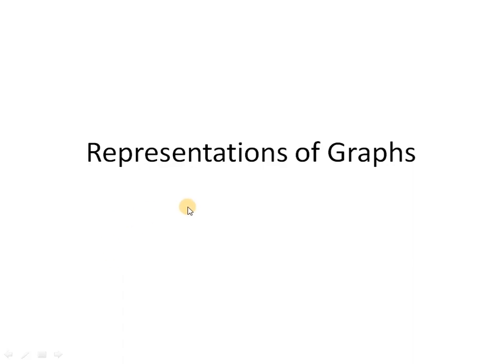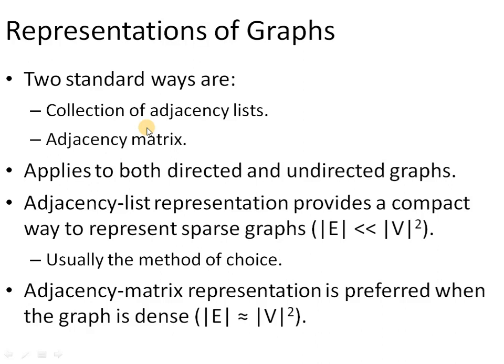Hello everyone. Today we are going to talk about representations of graphs, which are popularly used to represent graphs in computer's memory. Basically there are two kinds of ways which are used. First one is with the help of linked lists, that is, the collection of adjacency lists. We have to maintain a linked list corresponding to each and every vertex present in the graph. The second representation is based on the concept of arrays and it is known as adjacency matrix. We have to maintain a matrix in order to represent the graph.